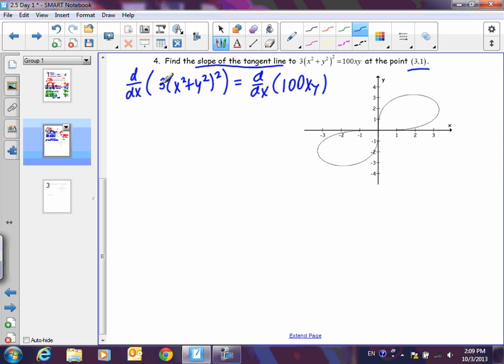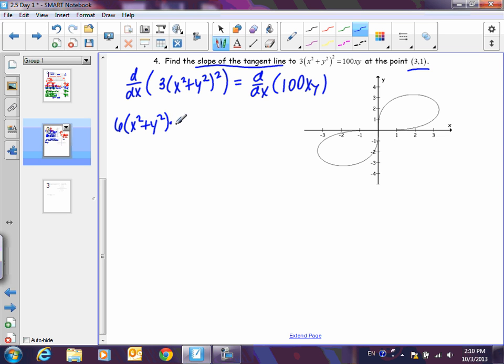So 2 times 3, that's going to be 6. The inside part, this is just chain rule right here. The inside part's not going to change. The new exponent is going to be 1. We could write it, but we don't have to. So that's the derivative of the shell.